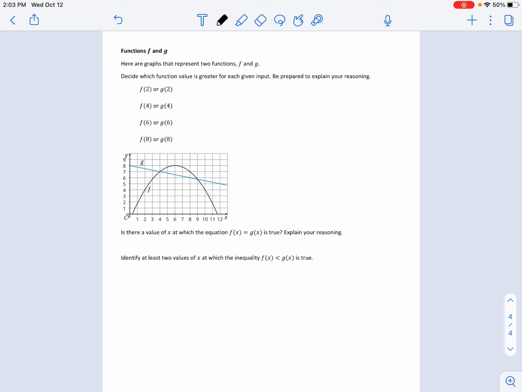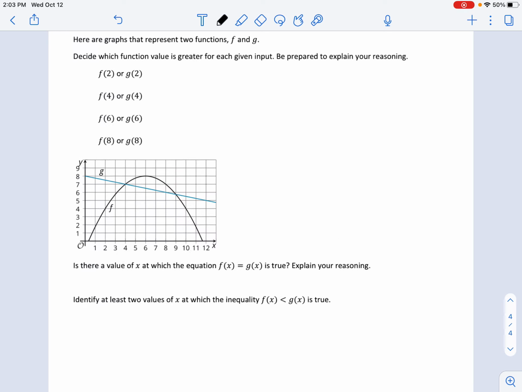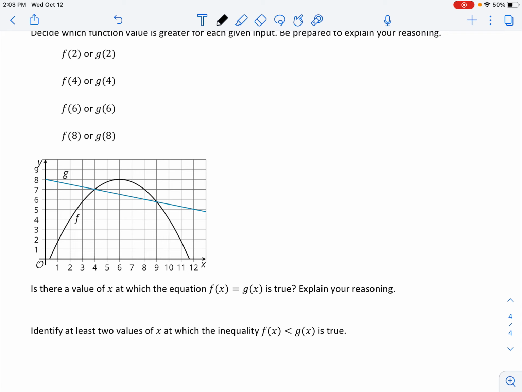And so all we have to do is find the input on the x-axis and then go up and determine which graph is higher. And so if we look at f of 2 and g of 2, we would just come to 2 on the graph, and if we just go up, the first one we hit is f, and then the second one we hit is g. So g is higher, so that means g of 2 is greater than f of 2.